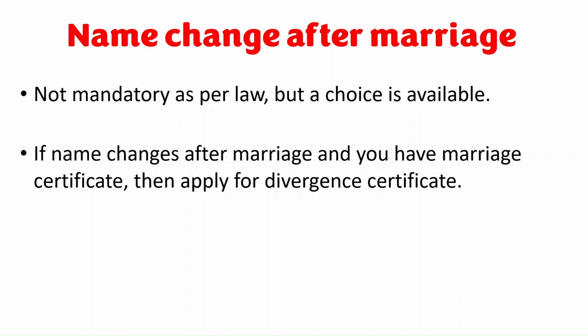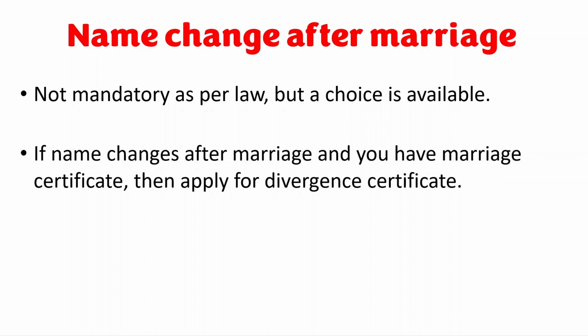And also, if you change your name after marriage, then your before-marriage name and after-marriage name will be different. There will be a conflict there as well. So, especially in your educational certificates, those certificates issued before marriage will have a different name, and your after-marriage name will be different. So, in this case, you need to apply for a divergence certificate.